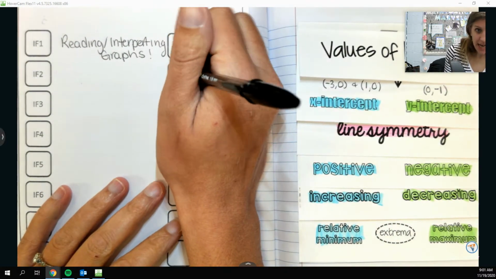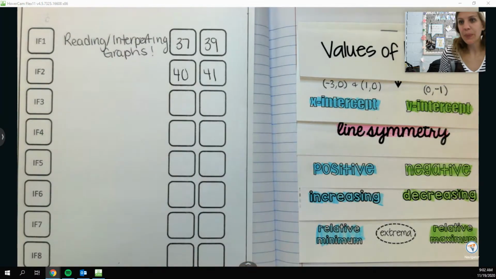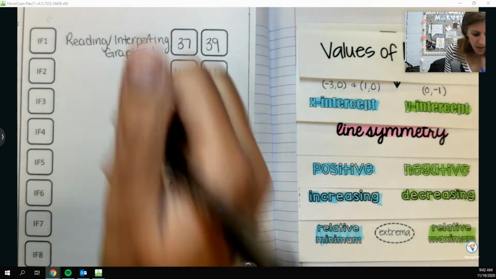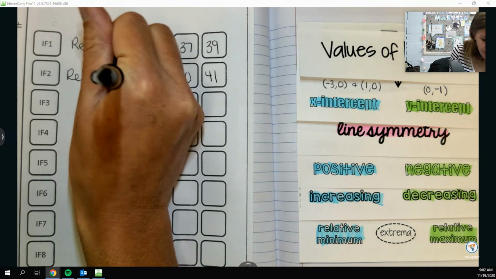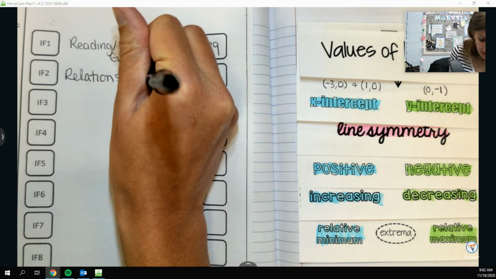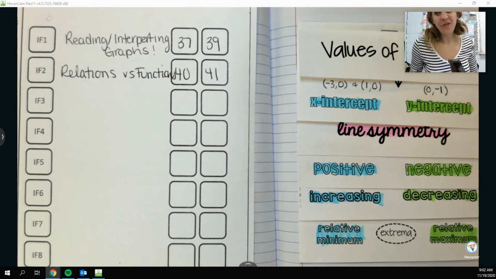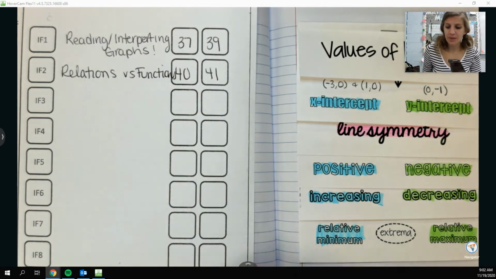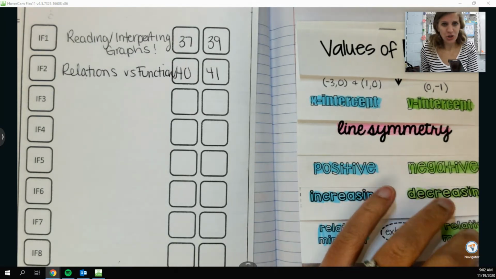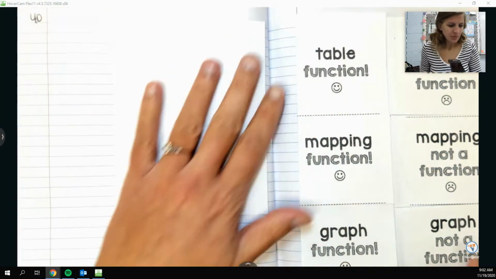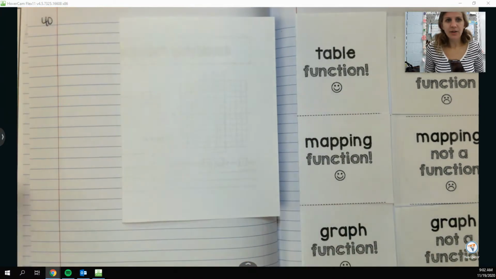So today I'm going to fill out with you pages 40 and 41 in our notebook, and we are going to talk about relations versus functions. They're kind of similar, but kind of different. We're going to talk about how they're similar and how they're different. So let's turn to page 40. I actually want to start on 40, the one I folded in half.